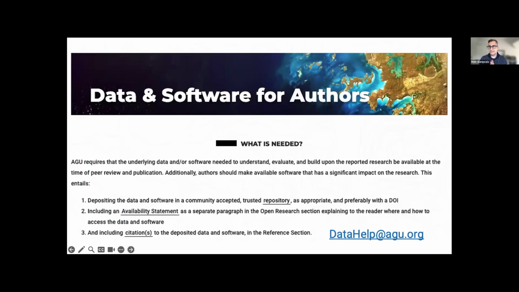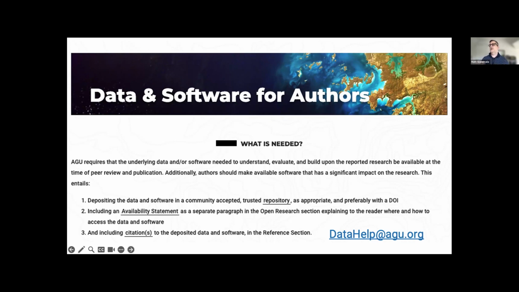We recently, about 5 years ago, when I joined AGU, we were just at the beginning of this, rolled out data and software guidance for authors where we require authors to share the data and software needed to understand their work. And that means that they need to do three things. They need to put their data in a repository that gives it a DOI that permanently shares that data. They need to do an availability statement describing the data, where it is, how it can be accessed, and they should cite the data.